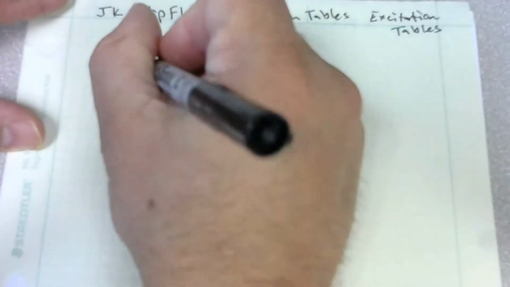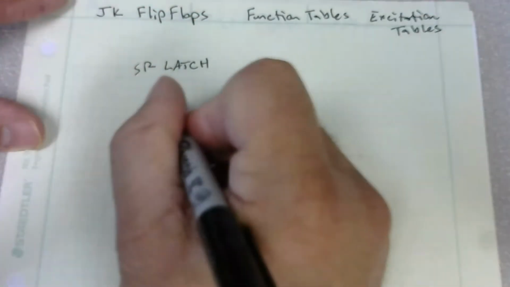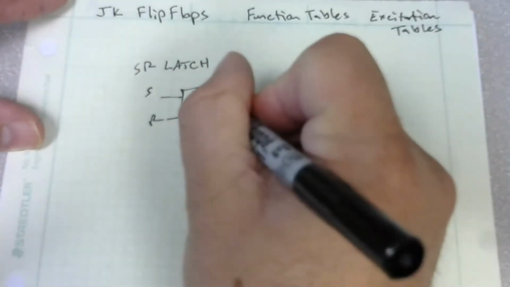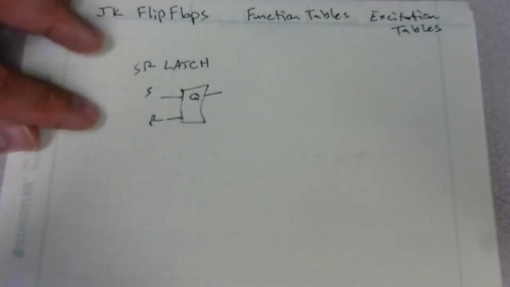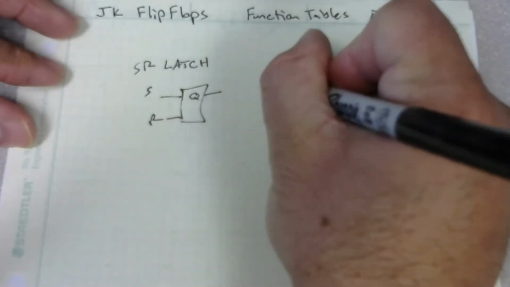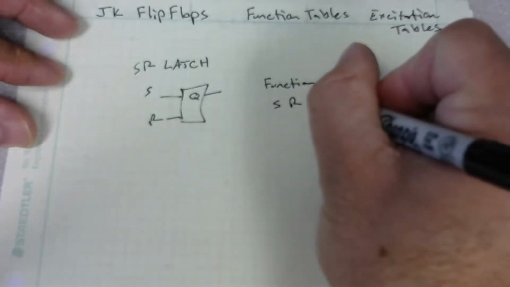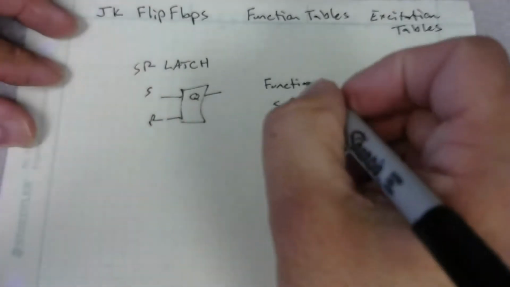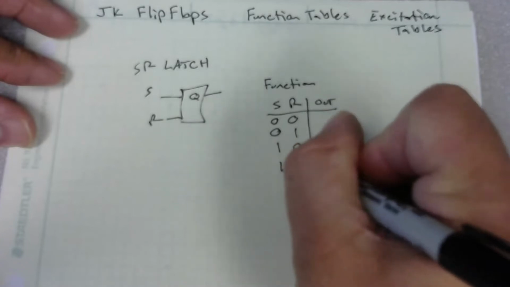If we remember the SR latch, it had its S and its R, and then we had our Q output here. The great thing about that, if we were to look at its function table, and the function table just means how does the thing function with certain inputs. So we have S and R as our inputs, and then we have our output, a table like this. And so we have 0, 0, 0, 1, 1, 0, or a 1, 1.